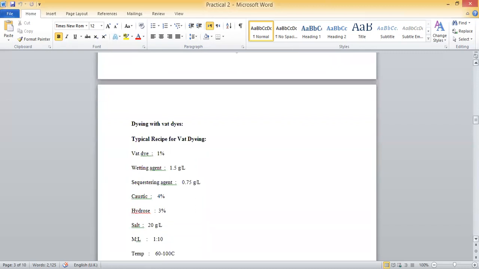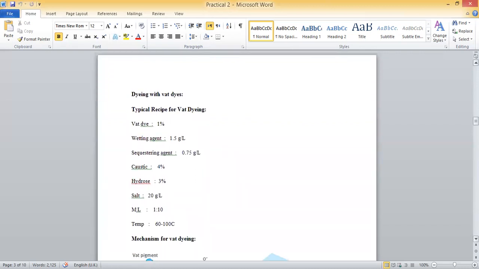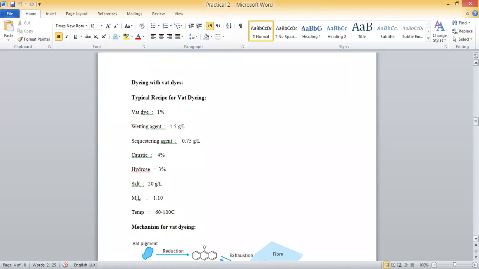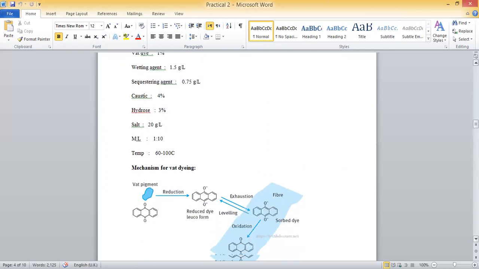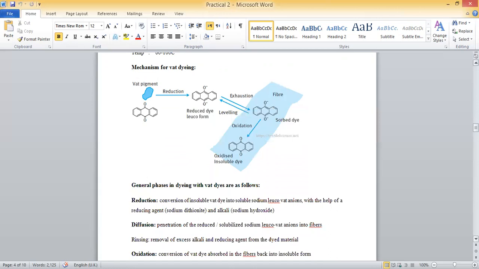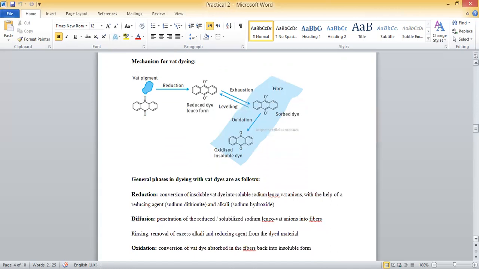Now we'll have a look at the procedures through which different fabrics can be dyed with different dyes. First of all, have a look at the dyeing mechanism with vat dyes. A typical recipe for vat dyeing is given, which can be adjusted with alterations also. First, we'll have a look at the mechanism for vat dyeing. The vat pigment in its pigment form, or insoluble form, lacks affinity for cellulose.